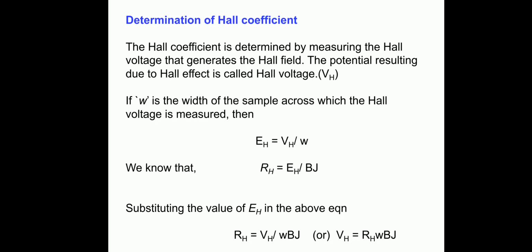So we already said that when a current carrying conductor is placed in a magnetic field, it will produce a potential difference, and that potential difference is called the Hall voltage. And if W is the width of the sample across which the Hall voltage is measured, then we can say that the electric field E_H is equal to Hall voltage divided by W. And R_H, we already said that it is E_H by BJ. So we can replace E_H as V_H by W. So we will get R_H as V_H by W B J. From this we will get the Hall voltage as R_H W B J.